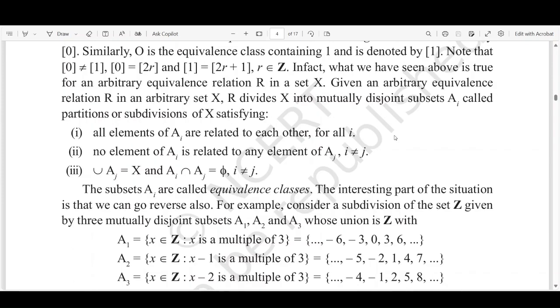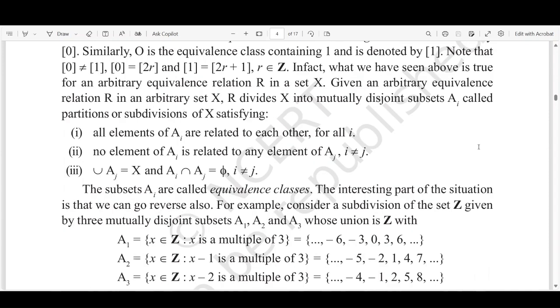It is to be noted that if you consider an arbitrary equivalence relation R in an arbitrary set X, then this relation R divides the set X into mutually disjoint subsets Ai, called partitions or subdivisions of X, satisfying the following conditions. All elements of Ai are related to each other for all i. No element of Ai is related to any element of Aj where i and j are not equal, and the union of the Aj equals the whole set X, and the intersection between Ai and Aj will be the empty set. So these subsets Ai are called equivalence classes.